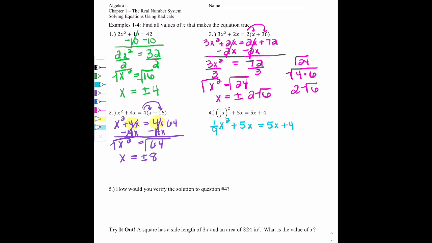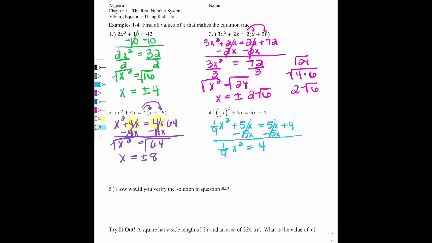So just like before, we need to get the x squared alone. So in order to do that, we're going to have to get rid of whatever's on the same side as the x squared, which would be 5x. So to do that, we would subtract 5x from both sides. So we end up with 1/9 x squared equals 4.